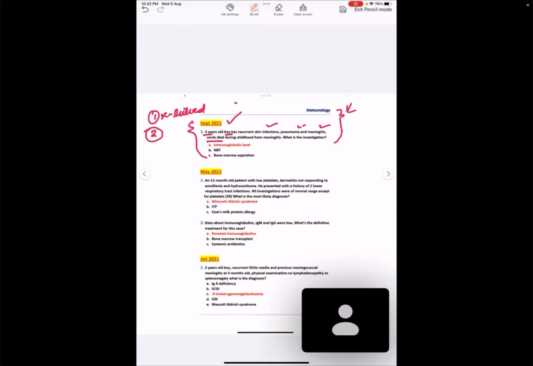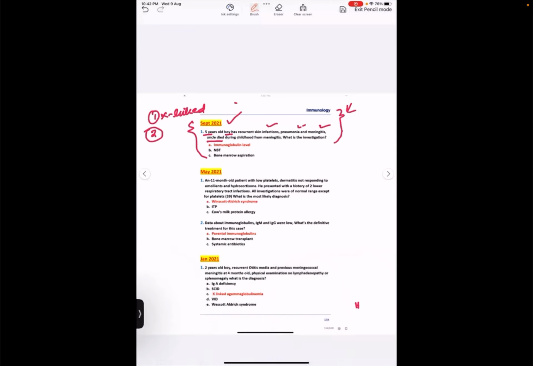In this scenario, they have given me a clue towards X-linked recessive immune deficiency. What are those X-linked recessive immune deficiencies? Memorize them. Write them down into your copies. Number one is X-linked agammaglobulinemia, that is Bruton disease. Number two is SCID, severe combined immune deficiency. Number three is Wiskott-Aldrich syndrome. And number four is chronic granulomatous disease.